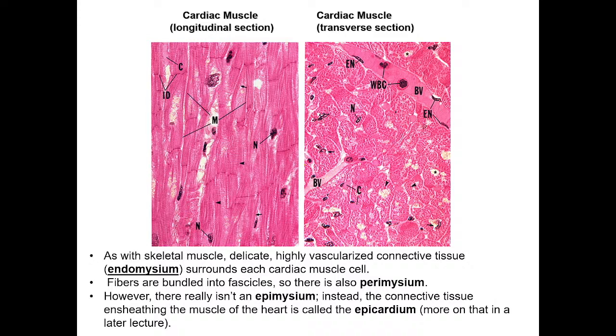As you can see in this diagram, these are the individual myocytes or muscle fibers of the cardiac muscle covered by endomysium. The nucleus is in the center, and this is a fasciculus covered by perimysium, and then the entire muscle is covered by epicardium. This is the longitudinal section and this is the transverse section of the cardiac muscle.